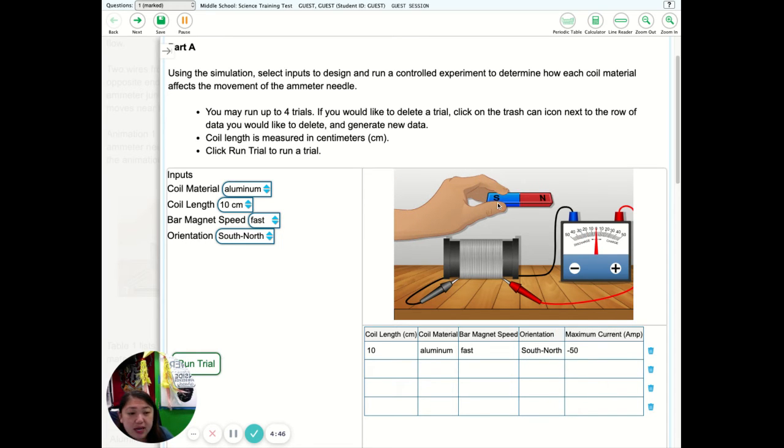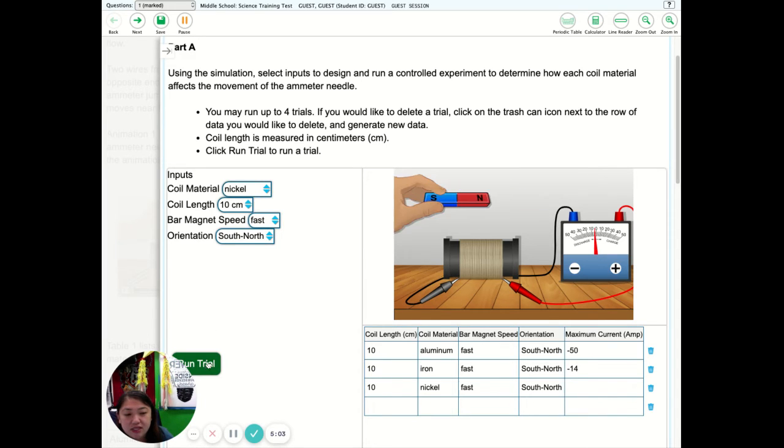So now the experiment actually worked. You saw the needle jump. We were able to measure an electric current. Now we're going to do iron. We're going to keep everything else the same, run the trial. Okay, and then we're going to do the same thing with nickel. Keep everything the same because they're constants and run the trial. And then lastly with plastic.